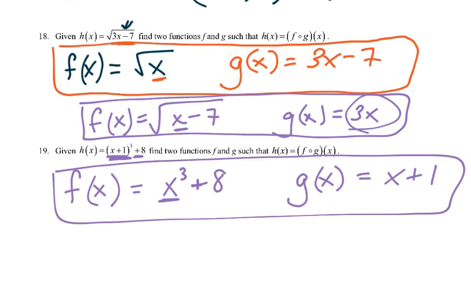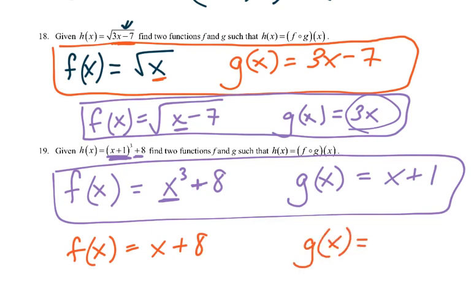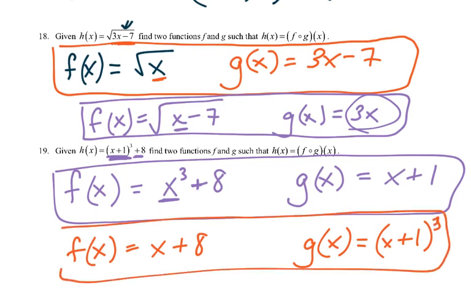Another pair that would work for this is, what if I had f of x equal to x plus 8 and g of x equal to (x plus 1) cubed. When you compose those together, you would also get h of x. So again, there are two possible combinations and maybe even more. You could keep looking for more that could get you the same h of x when composed together.